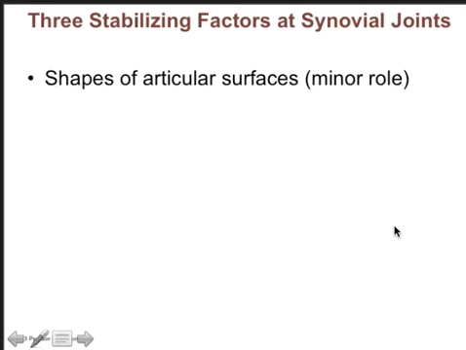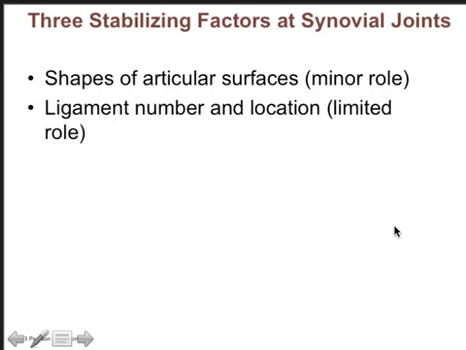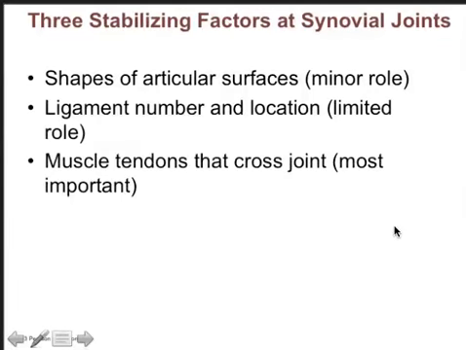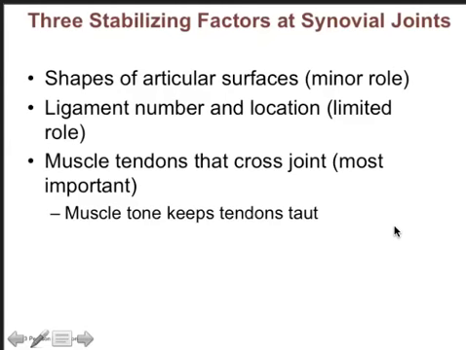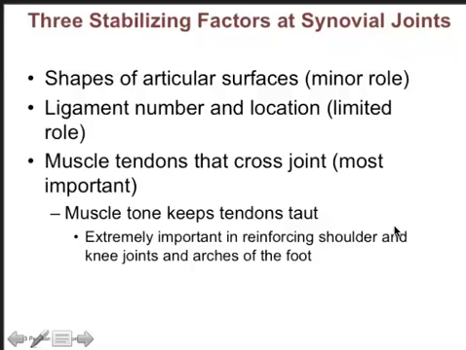So what are some factors that stabilize synovial joints? Well, there's the shapes of the surfaces that articulate, and then there's the number of ligaments and their location, and then there are muscle tendons that cross the joint, and that's the most important stabilizing factor. Muscle tone helps to keep tendons taut. It's extremely important in reinforcing the shoulder and the knee joint as well as the arches of the foot.